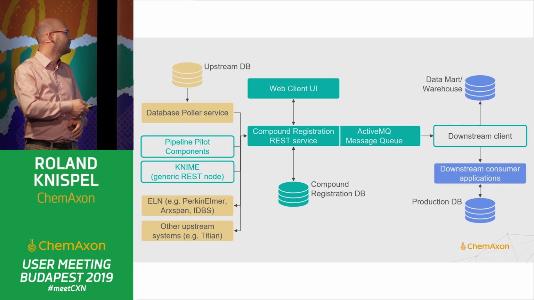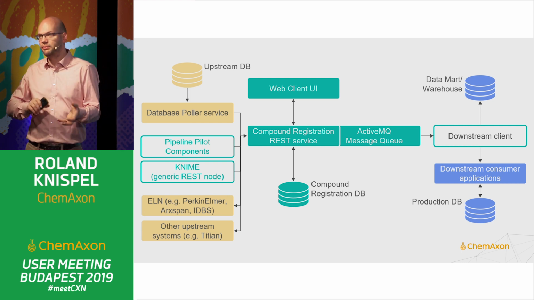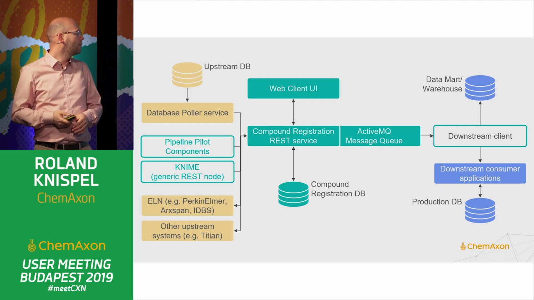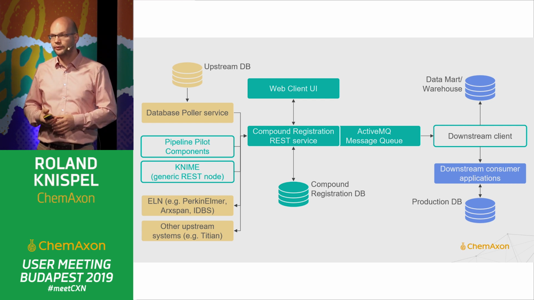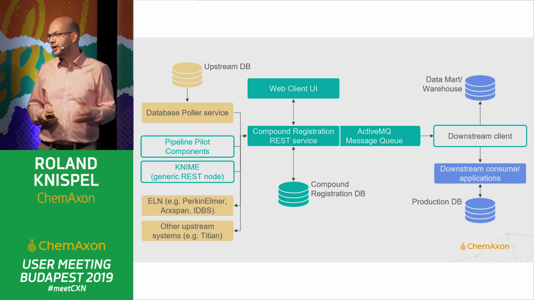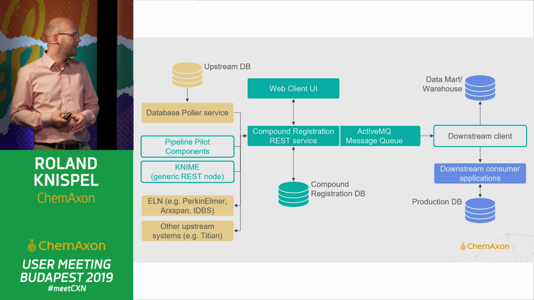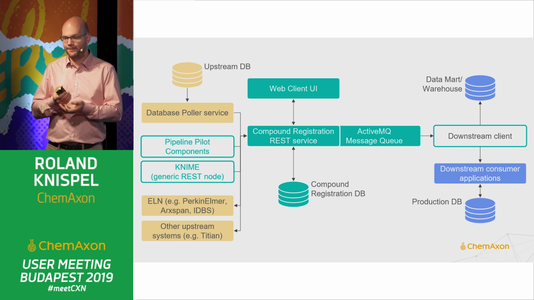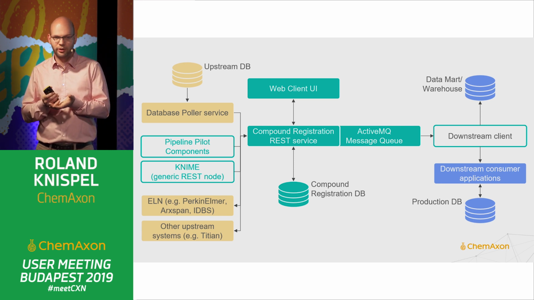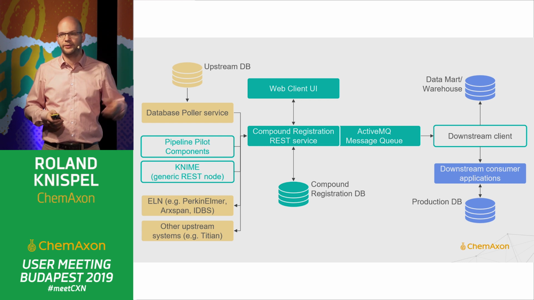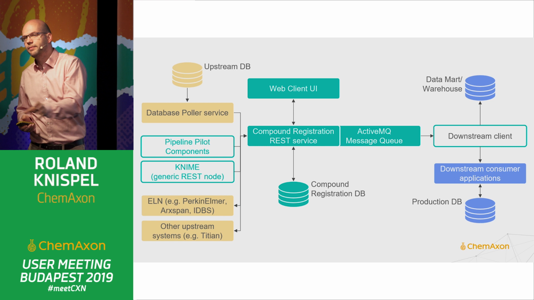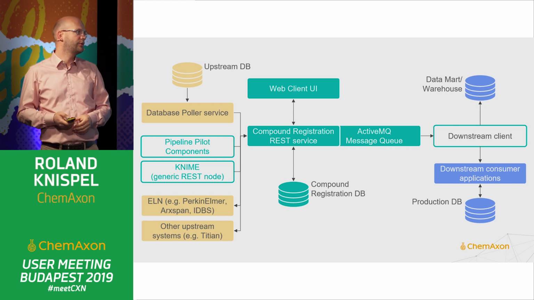You could also access the whole thing through an API or through a pipeline tool like Pipeline Pilot or KNIME. We have native Pipeline Pilot components. If you would like to use KNIME, that's also possible, but you have to use the generic REST web service nodes for that. And we also have the ability to set up services that essentially pull information from upstream databases about new compounds that arrive there and then get automatically fed back into the registration database.